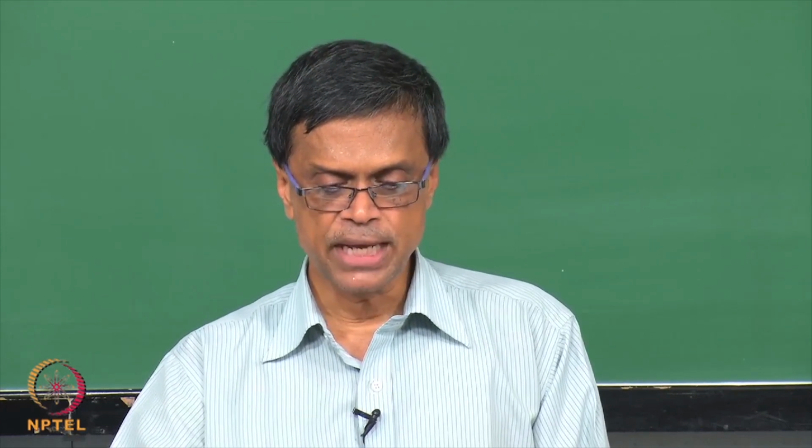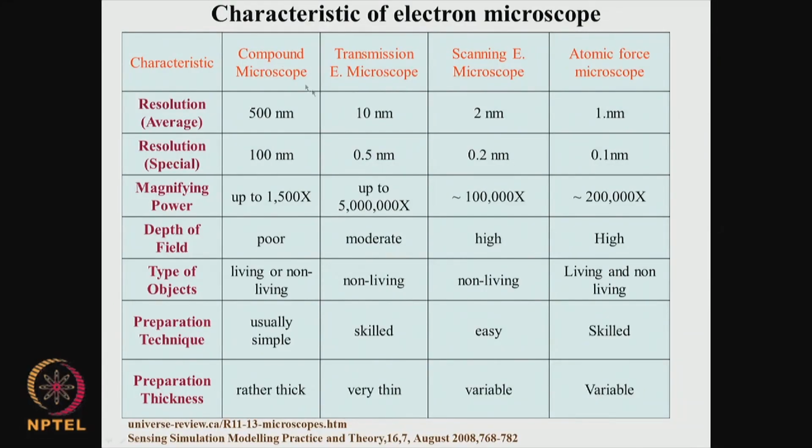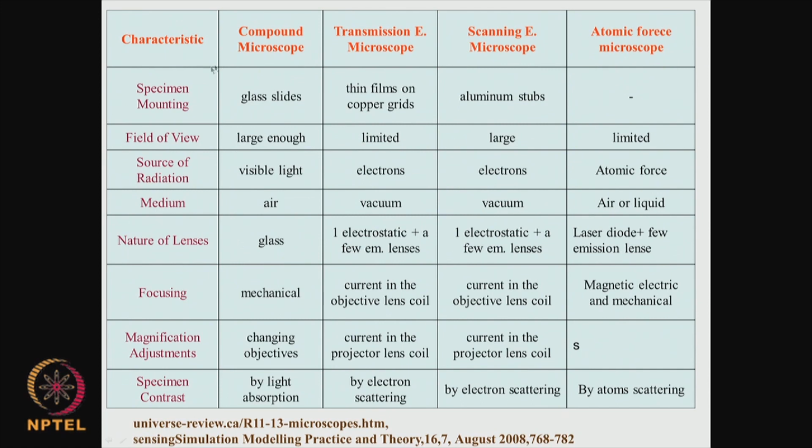Preparation technique: compound microscope it is very simple, scanning electron is simple, whereas TEM and atomic force need very skilled operation. Preparation thickness: compound microscope we can have very thick, TEM we can go down to very thin surfaces, the other two, scanning and atomic, we can have reasonably thin or thick surfaces. Specimen mounting: compound microscope has to be on a glass slide, TEM maybe on thin films on copper grids, scanning can be aluminum or carbon and so on.